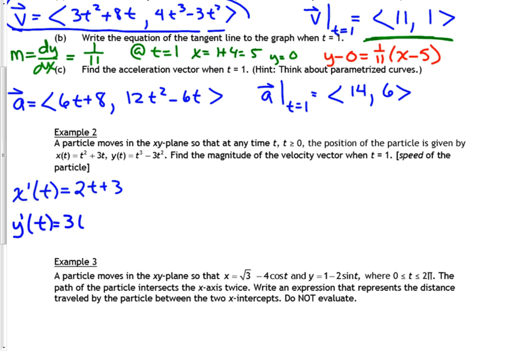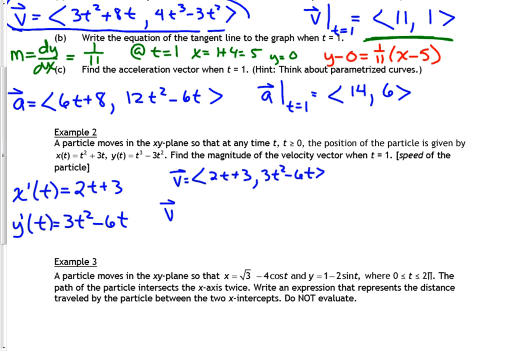And that is 3t squared minus 6t. So if I wanted to write my velocity vector, it would be these two components, 2t plus 3 and 3t squared minus 6t. Now, I don't want the velocity vector. What I want is the magnitude of that, and I want the magnitude of that at t equals 1.